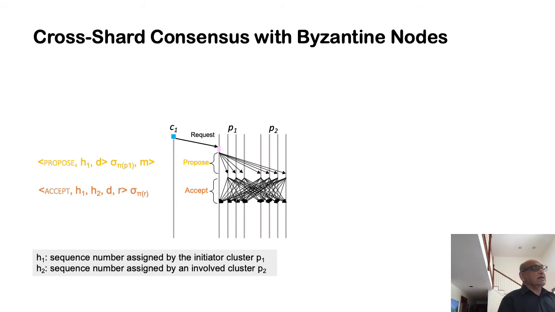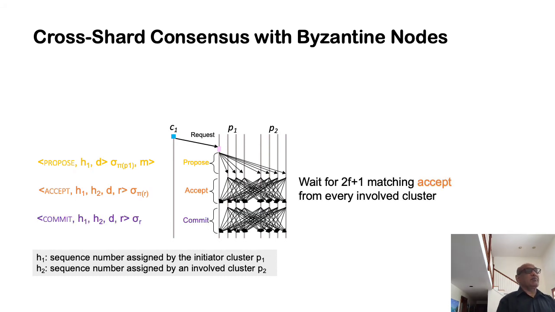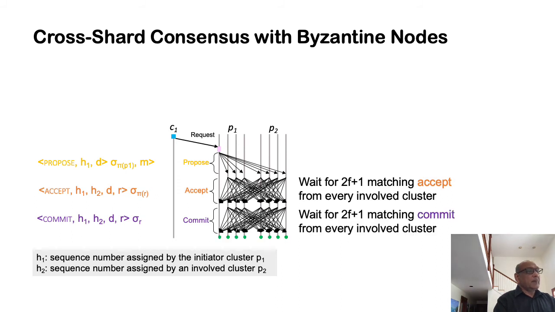So that's the difference between the crash-only and the Byzantine nodes: you have to wait for 2F+1 matching accept messages, and then you have to send out that many messages for the commitment of the transaction. Once you have achieved that, then the transaction is committed.